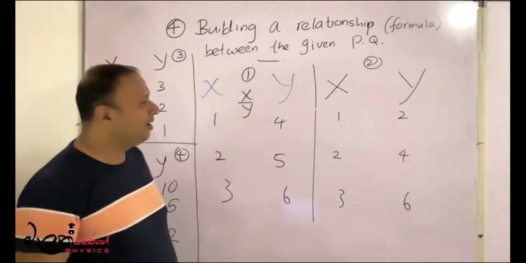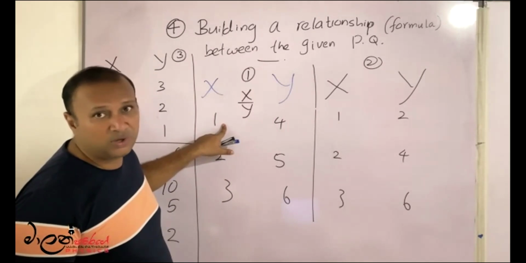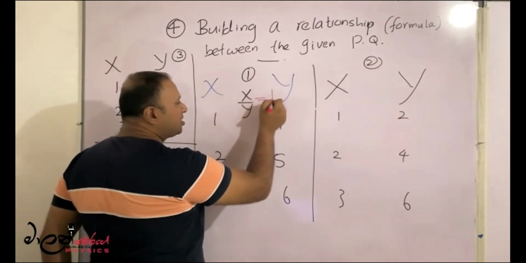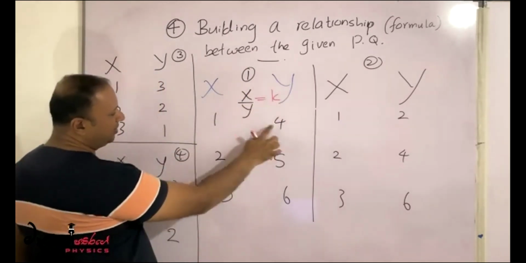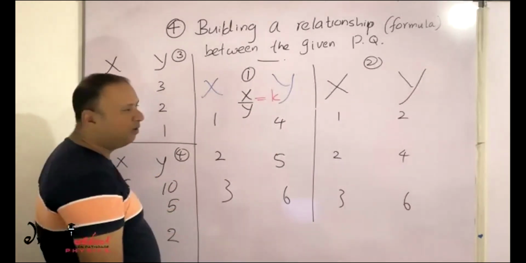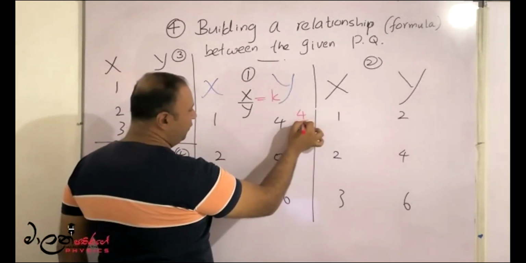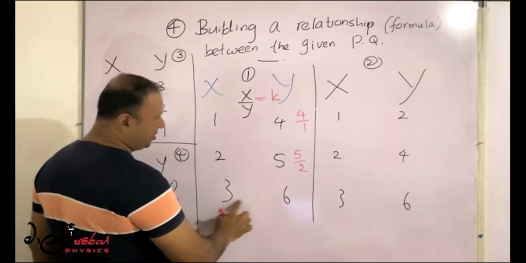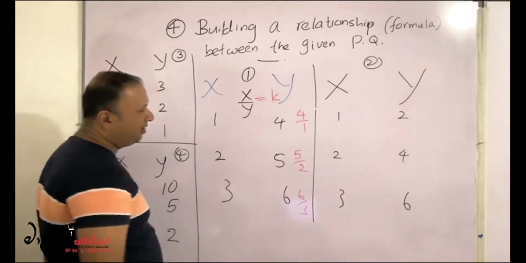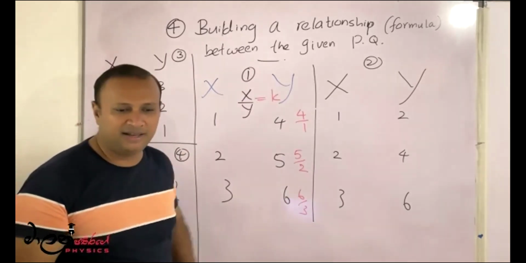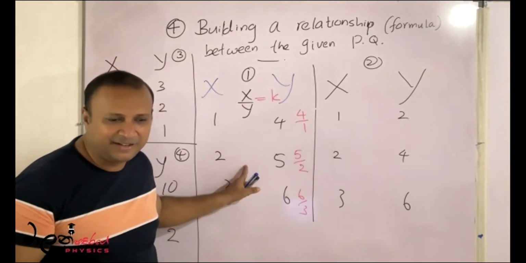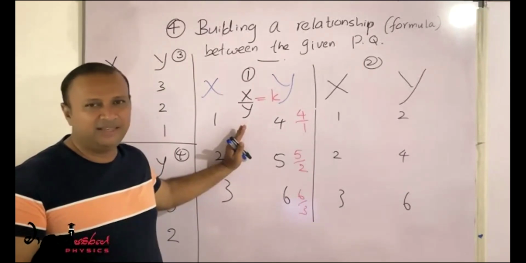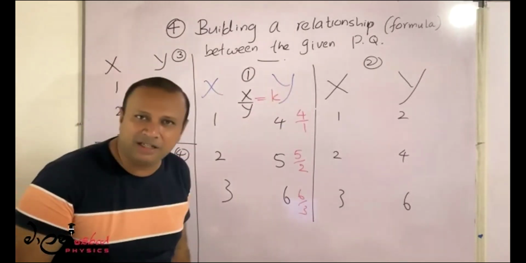Ratio. Okay, ratio. So if the ratio is a constant, that means it is a direct proportionality. Ratio should be a constant. Look at this one. What is the ratio? The ratio is 4 over 1. The ratio 5 over 2. The ratio 6 over 3. Are they equal? No. Therefore this is not a direct proportionality. In this case, x and y are not in direct proportionality.